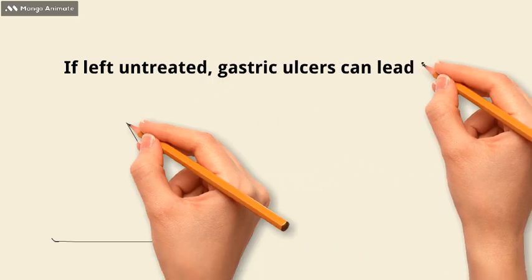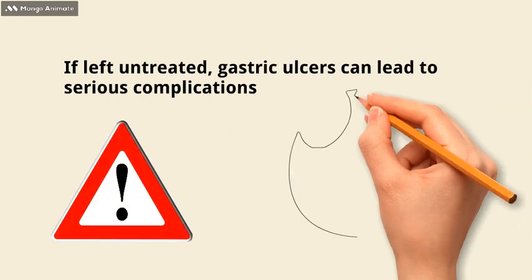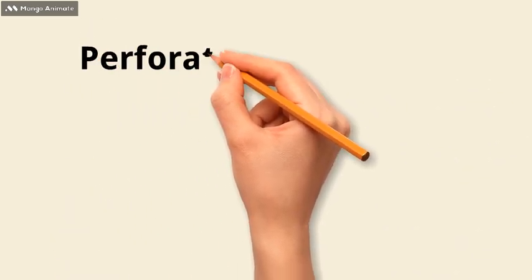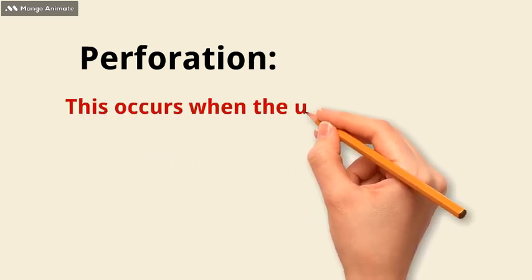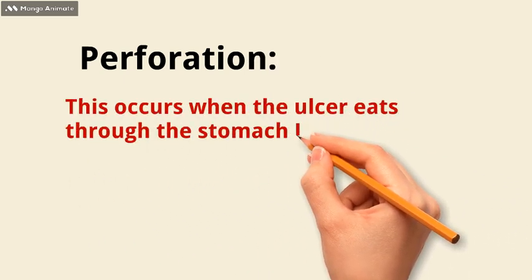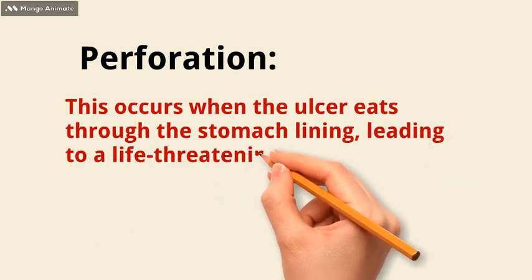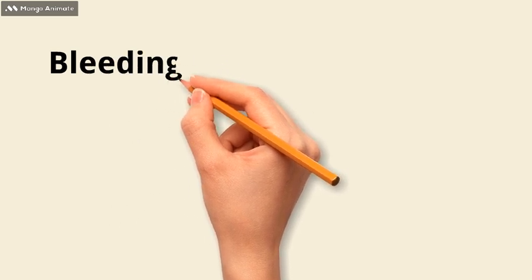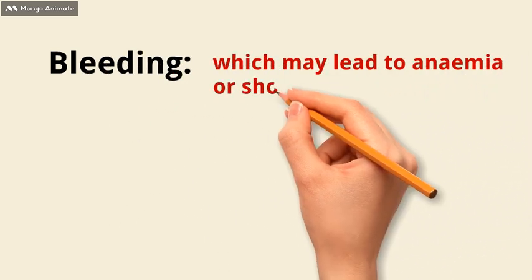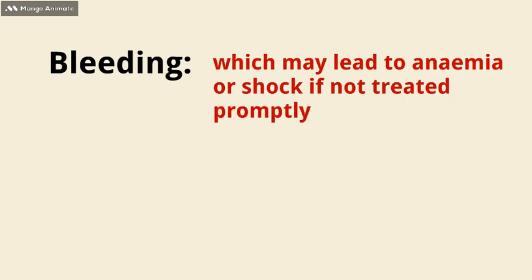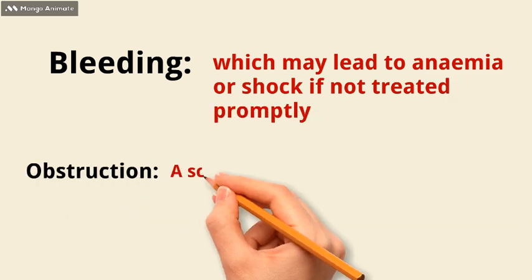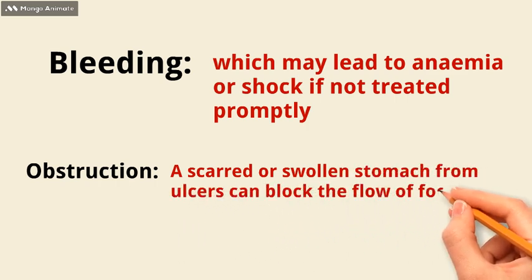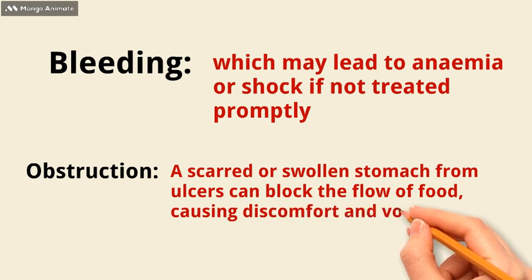If left untreated, gastric ulcers can lead to serious complications. Some of these include perforation. This occurs when the ulcer eats through the stomach lining, leading to a life-threatening infection in the abdomen. Bleeding. Ulcers can cause bleeding, which may lead to anemia or shock if not treated promptly. Obstruction. A scarred or swollen stomach from ulcers can block the flow of food, causing discomfort and vomiting.